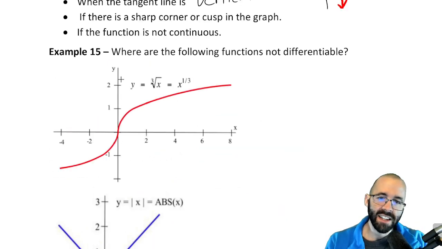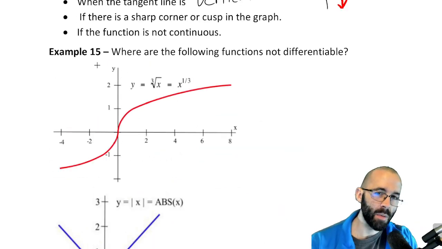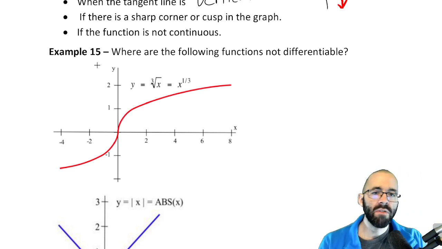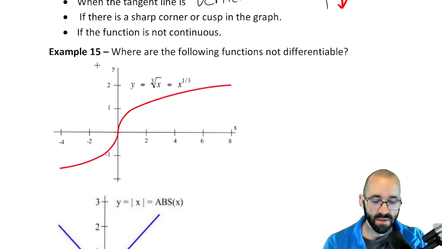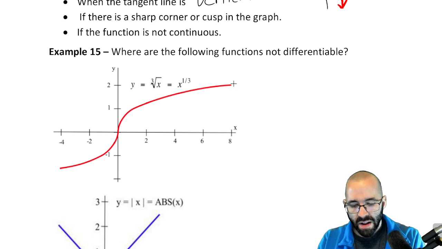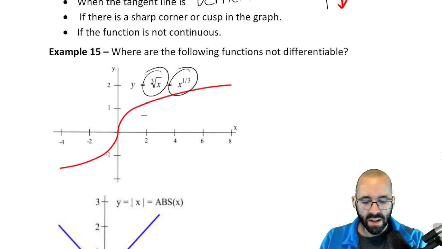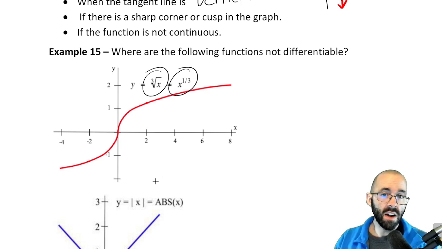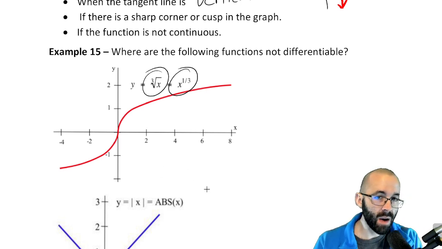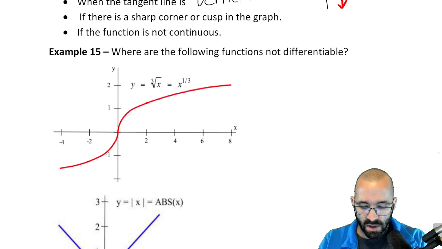So example 15, the last example before we get into some homework problems. Where are the following functions not differentiable? So we got this red function over here. This is the cubed root function. Remember, you can write the cubed root function as a rational exponent, x raised to the power of 1 over 3.